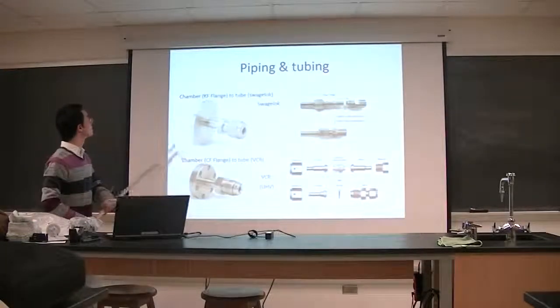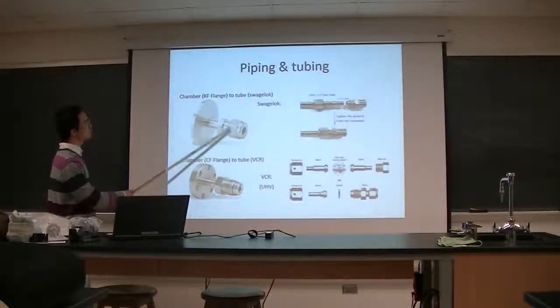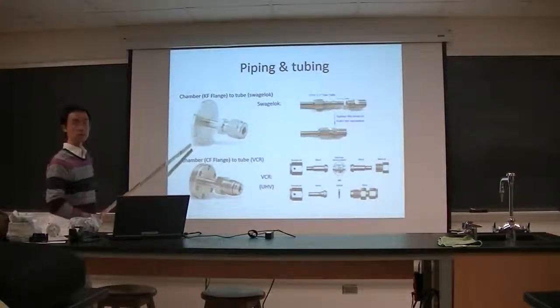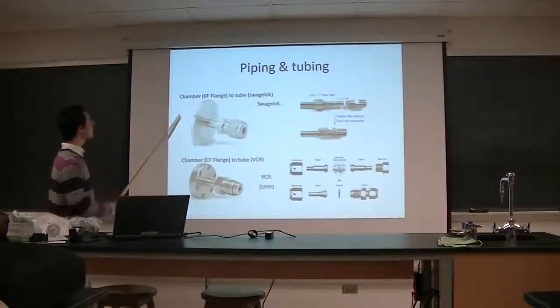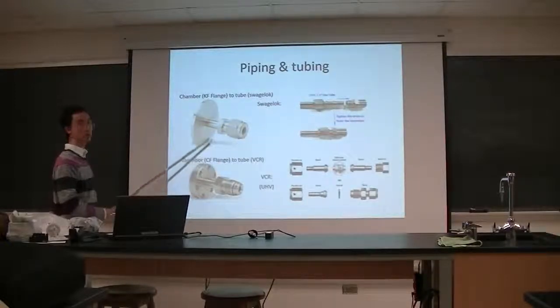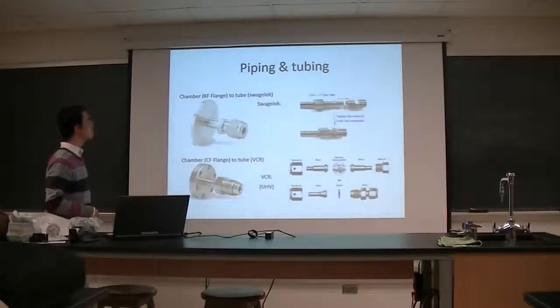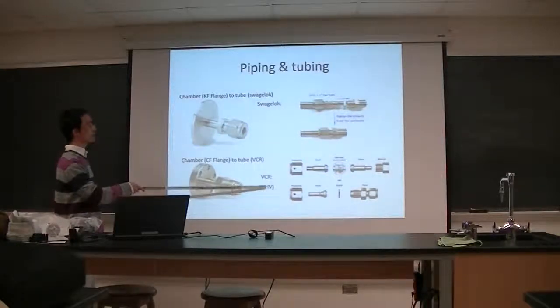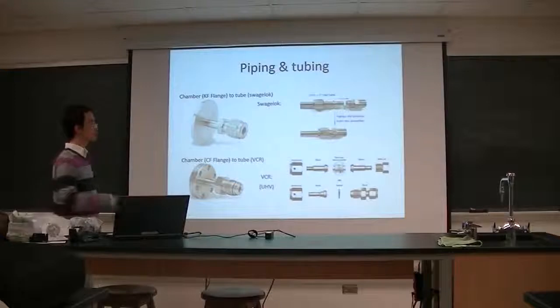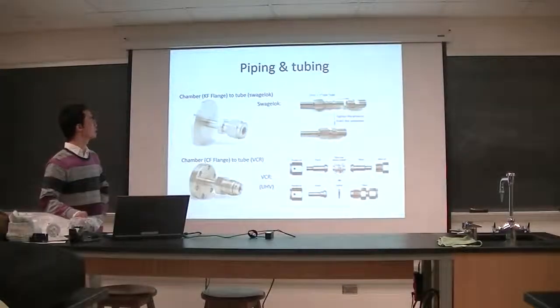And then we have chambers, we have pipes, we have tubes. We need to connect these two together. To connect to the chamber, we have these flanges, CF flange or KF flange. While for the tube side, we also have two standards, the Swagelok and the VCR standard. VCR is for ultra high vacuum, so we are going to use this a lot. However, Swagelok is very convenient, so we will also use it in other applications.